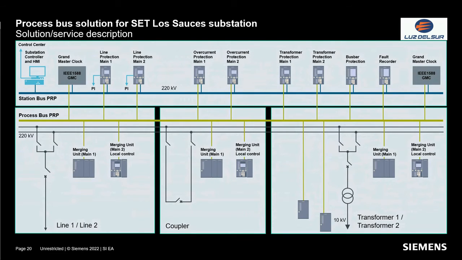We also use here SICAM AQ3 as an RTU and SICAM SEC SCADA system for the substation automation. We also supplied 6 RUGGEDCOM switch devices for the Ethernet PRP network, for the process bus and station bus network.